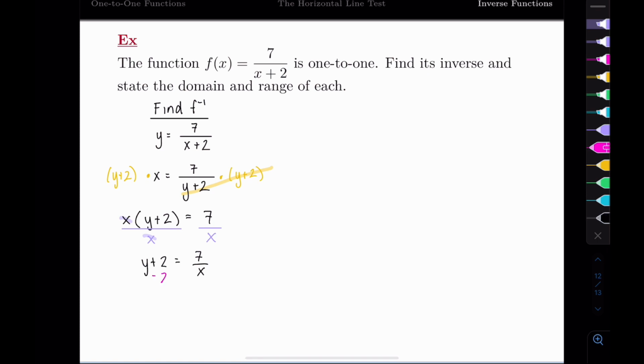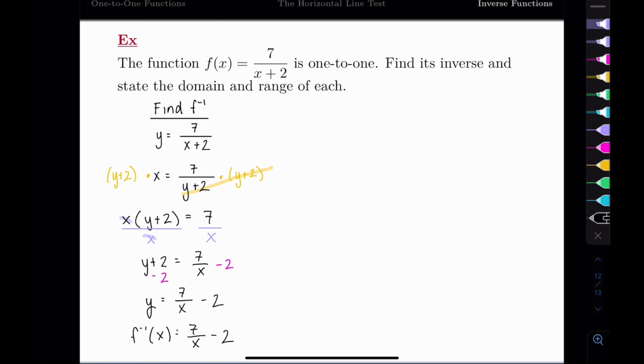And now we're almost there. We just need to subtract the 2. And so our y is 7 over x minus 2. You can condense it to a single fraction if you want, but you don't need to. You can leave it just like this. But now that I've put it in that correct function form, this is the inverse function. Okay? So the inverse of 7 over x plus 2 is 7 divided by x minus 2. Okay?